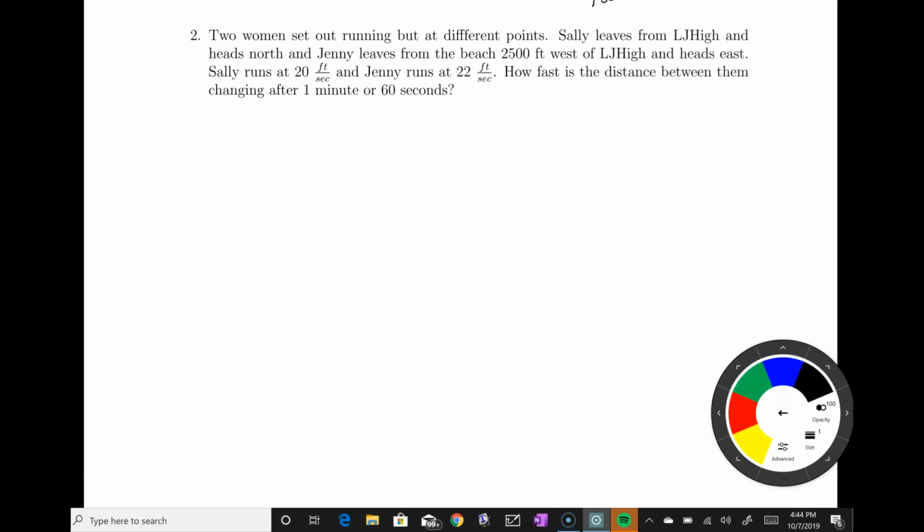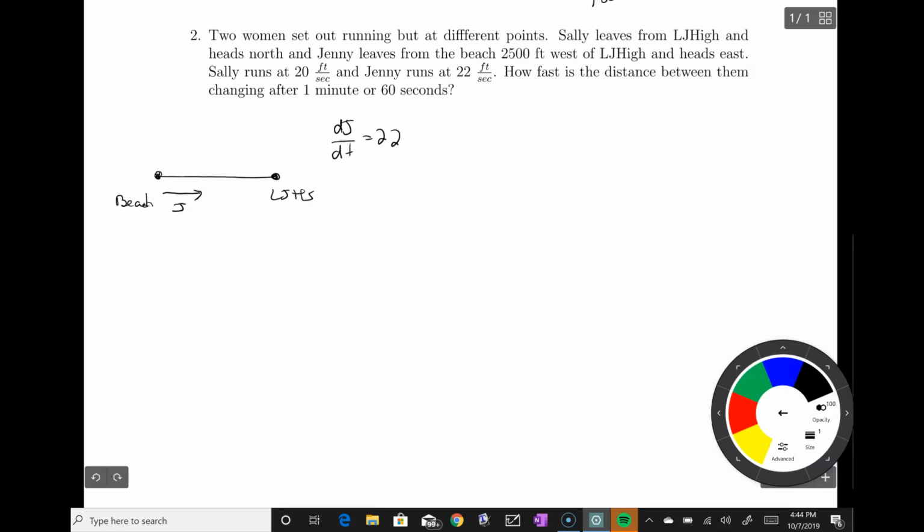Let's move on to this next problem. Two women starting out running from different points. Sally's at La Jolla High, and Jenny's at the beach. The beach is west of La Jolla High. So Jenny leaves from the beach and heads east. So there's Jenny running towards La Jolla High, and she runs at 22 feet per second. So dJ dt is 22. Sally is running north, and she runs at 20 feet per second, so dS dt is 20.